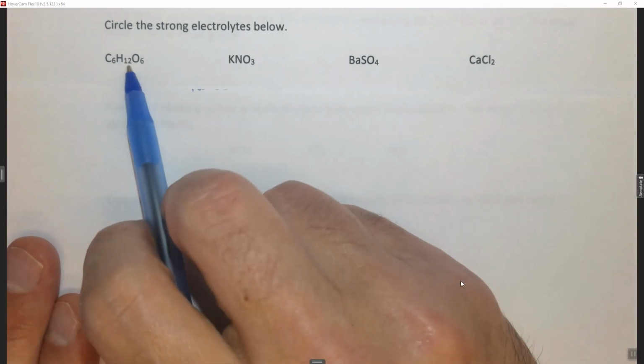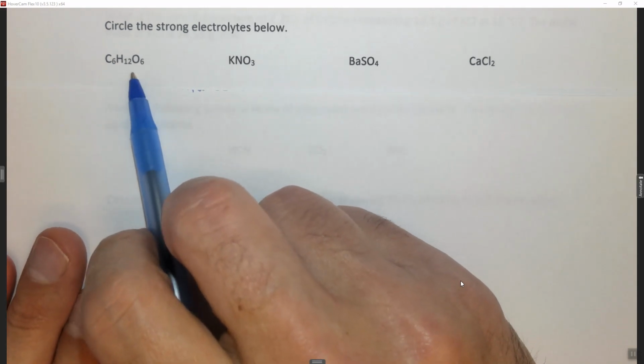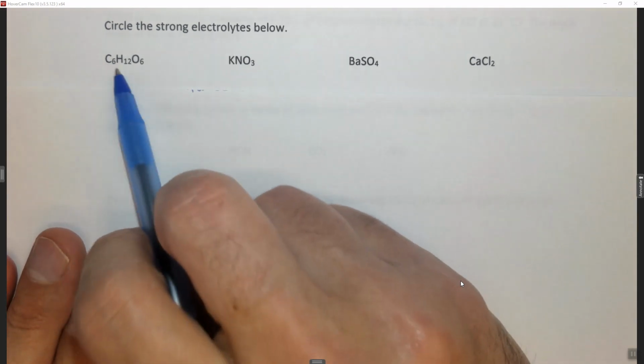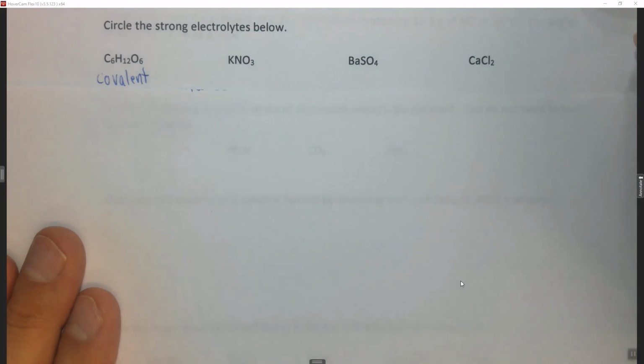And ionic compounds are going to be compounds which contain a metal and a nonmetal, or a metal and a polyatomic ion, or occasionally NH4 plus, the positively charged polyatomic ion that's taught in general chemistry. But if you look here, C6H12O6, this is not an electrolyte. This is glucose. It's definitely soluble in water, but it's not an electrolyte. Why? It does not contain a metal.